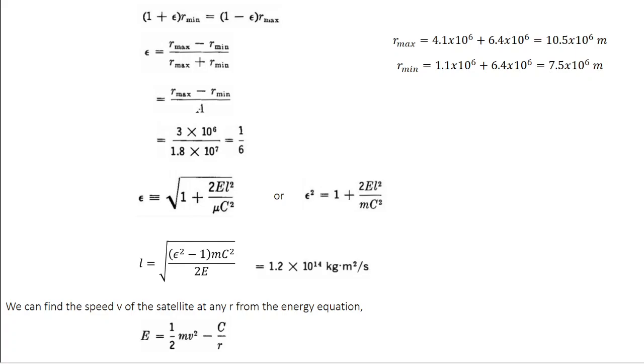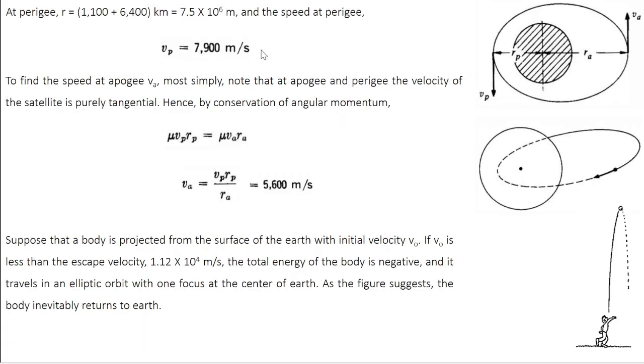Now we need to calculate the velocities. For that we can use the energy equation, E equals half m v square minus c by r, where the first part is the kinetic energy and the second part is the potential energy associated with the inverse square force. So let's calculate the velocity at the closest point, perigee, call it Vp, and the distance, call it Rp. So we know the value of Rp. This is perigee plus the radius of Earth. So 1100 plus 6400, which is 7500 kilometers.